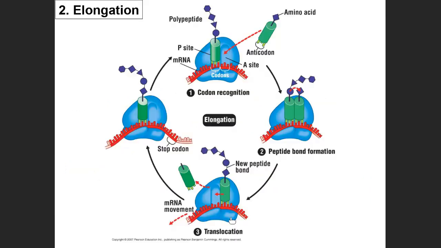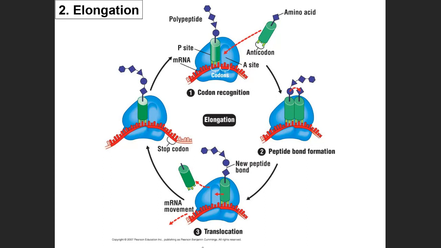Now we move on to the second step. The second step of translation is called elongation. Simply put, elongation is synthesis of the protein, or synthesis of the polypeptide. What'll happen now is, if you recall, I said the initiator tRNA is attached to the start codon and they're positioned in the P site. Why? So that the A site is accessible for the next tRNA.